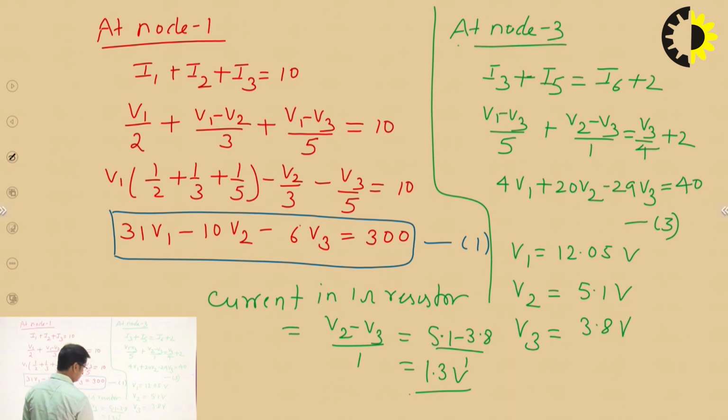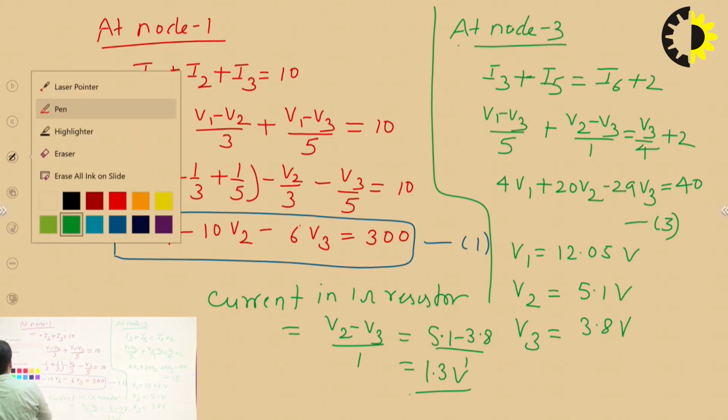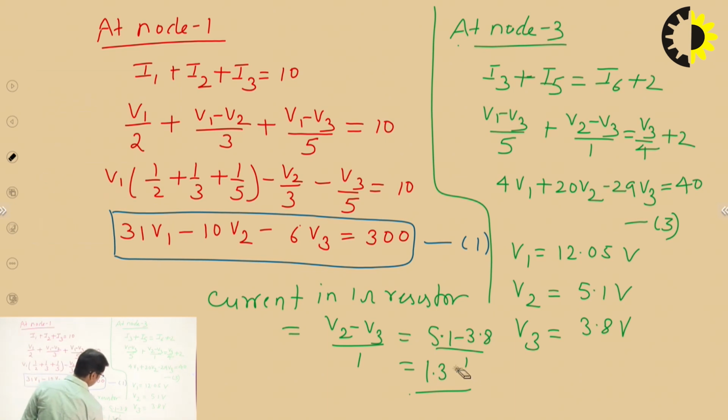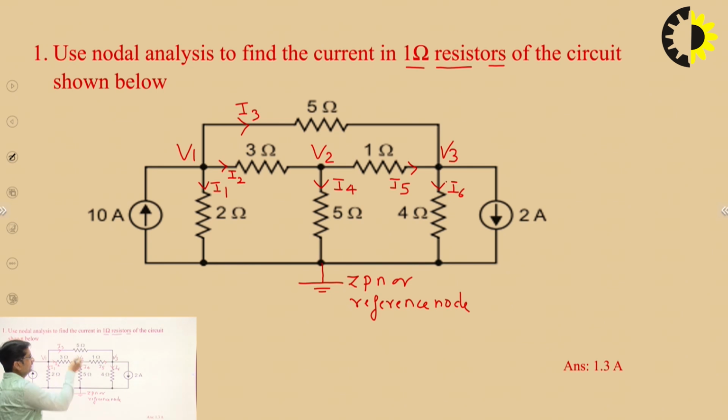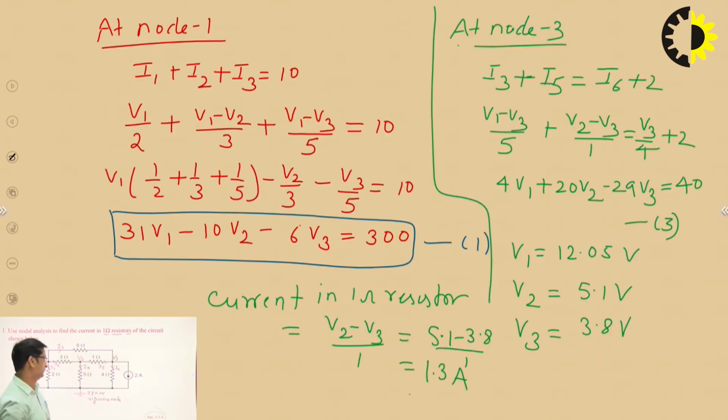Sorry, ampere, not volt. This is the current, 1.3 ampere. Similarly, you can find the current in any branch because you have all three node voltages. So it's quite easy for us to calculate the current in any branch because all the node voltages are known to us. So this is how we can solve. The answer is this. So our answer is correct, students.